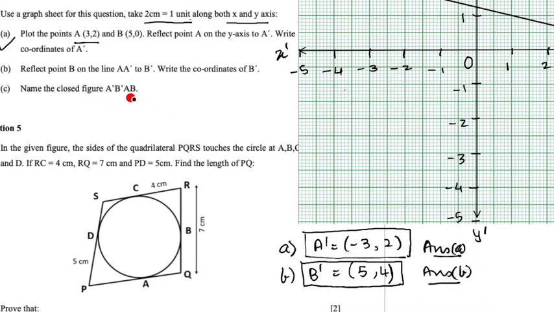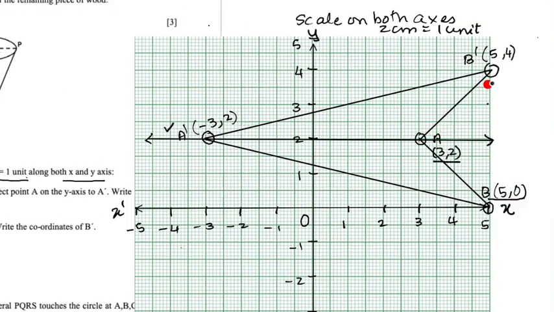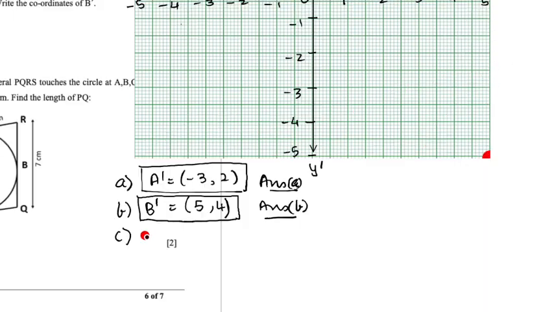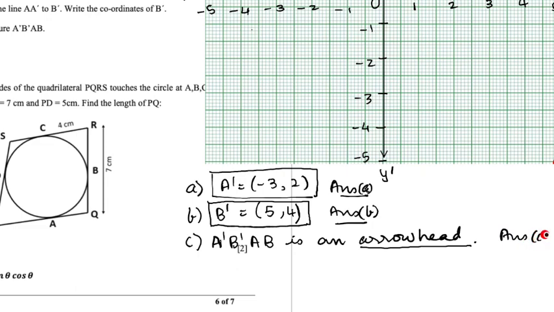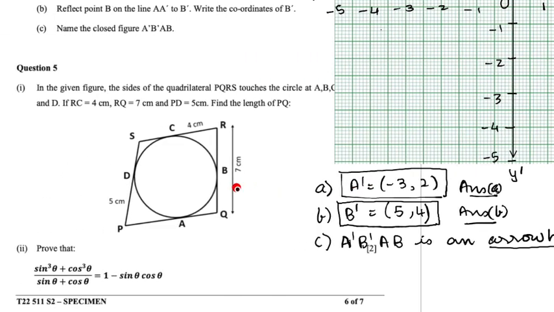Okay, name the closed figure A dash, B dash, A, B. That is our part C. Now our A, B dash, A dash, B. This is an arrowhead. So we will say that A dash, B dash, A, B is an arrowhead. Okay, so that becomes our answer C. So we finish with 4 questions.